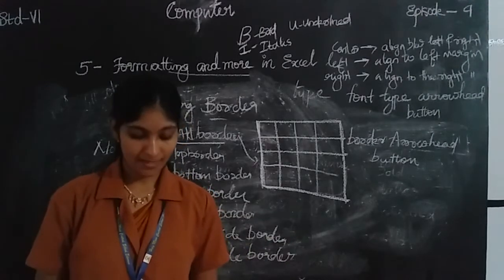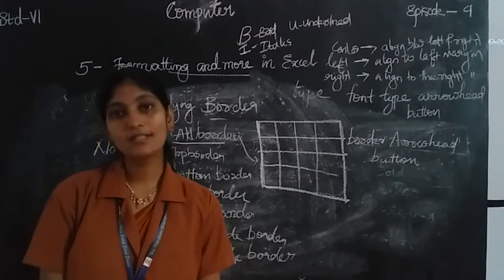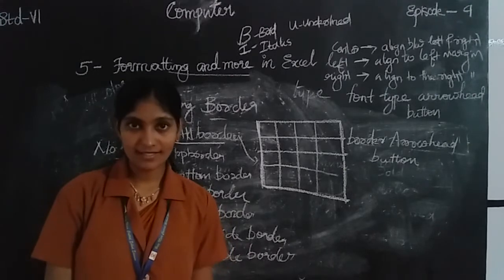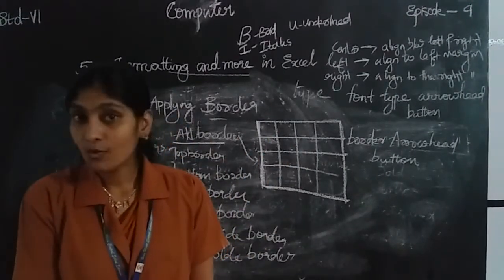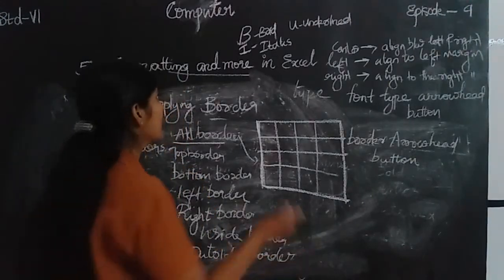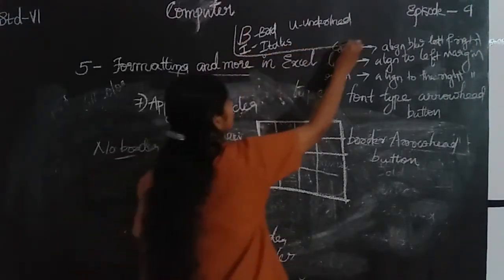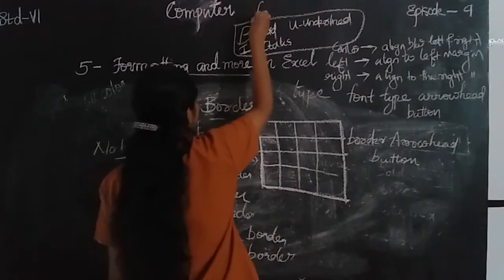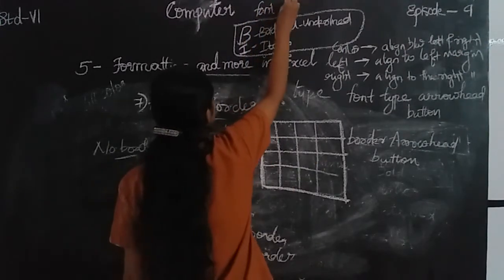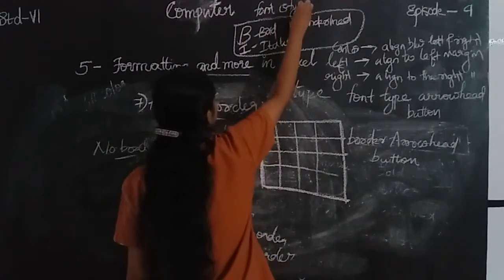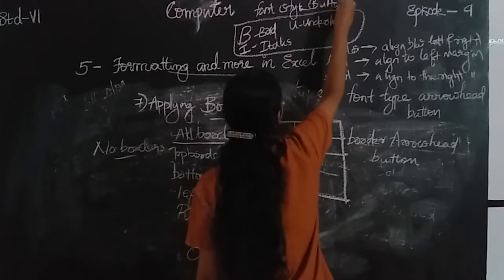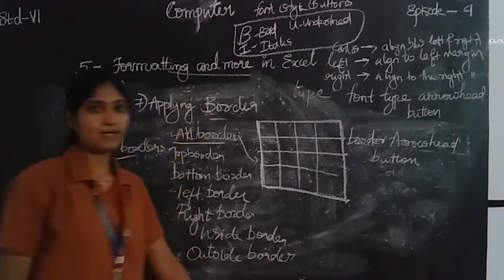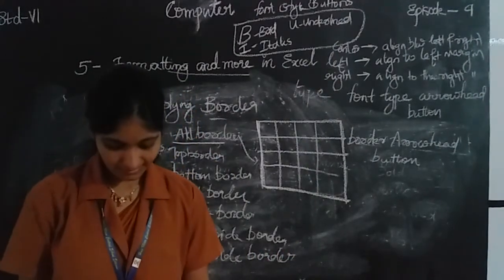So the entries can be made bold, italic, or underline by clicking which button? Font style button. So these three are known as font style buttons. Font style buttons. Right?